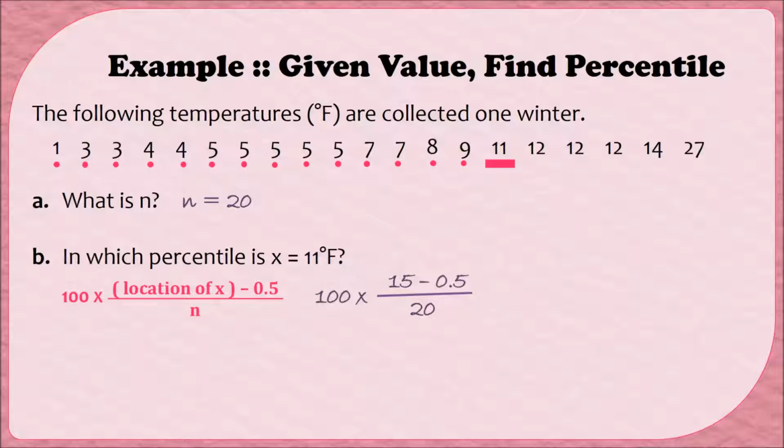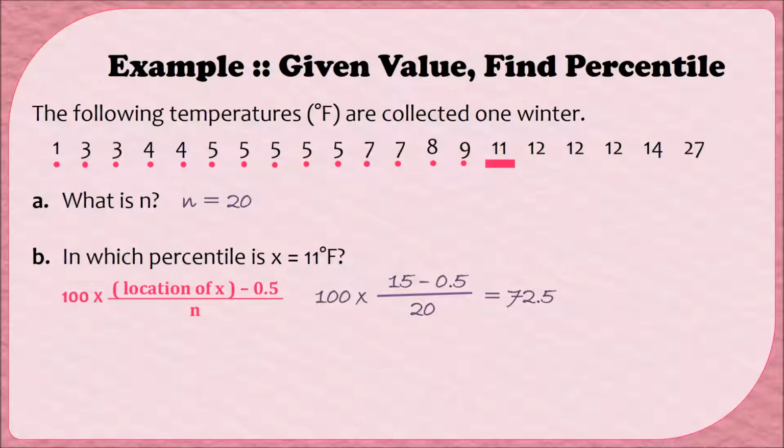Now, you may be wondering, why do I have to do this minus 0.5 business? How come I don't just take the 15? This is because 11 is not greater than itself. So that minus 0.5 is to give me a little bit of wiggle room, a little bit of adjustment, so that I'm not including 11 when I count my percentile. You can think of this kind of like an error correction. When I carry out my operations, I'm going to do that subtracting first to get 14.5, and then I can multiply and divide, and that will give me an answer of 72.5.